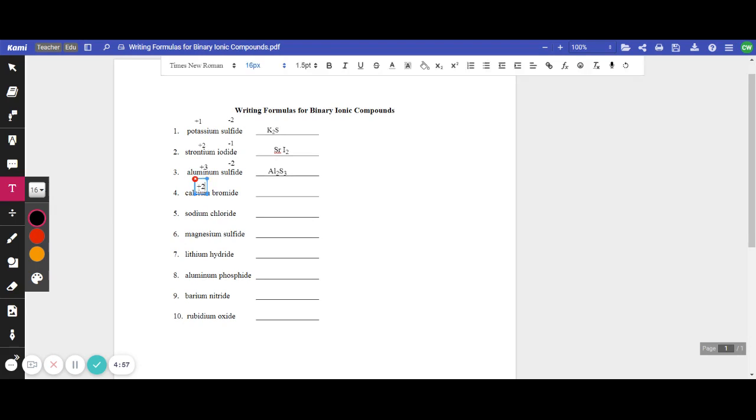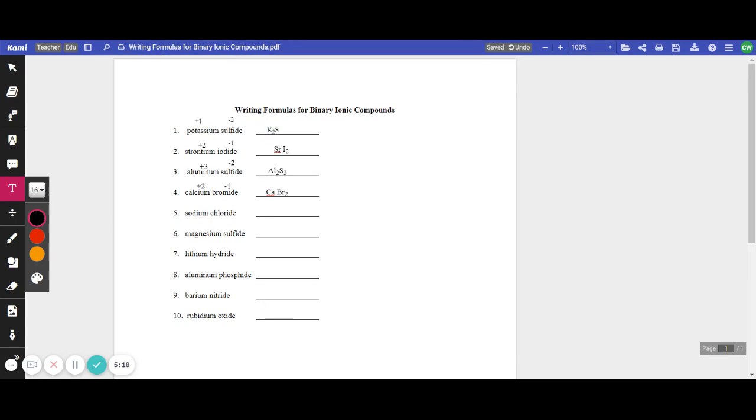All right, let's try this next one. We've got calcium, which is in group 2, and bromide is from bromine, which is in group 17. So +2 and -1 does not equal 0. We're going to need 2 bromides for every 1 calcium to make that a neutral compound. Again, you can take the oxidation number on the metal and make it the subscript on the nonmetal, and the oxidation number on the nonmetal and make it the subscript on the metal.